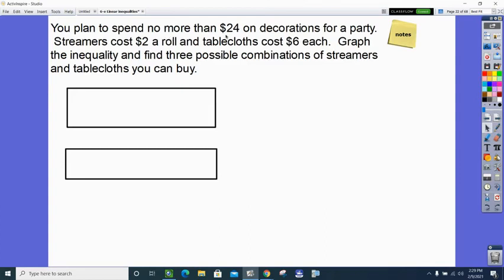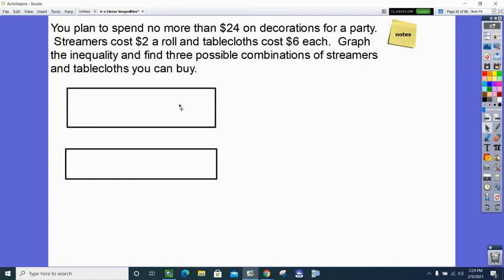So you plan on spending no more than $24 on decorations for a party. Streamers cost $2 a roll, and tablecloths cost $6. Graph the inequality and find 3 possible combinations of streamers and tablecloths that you could buy.